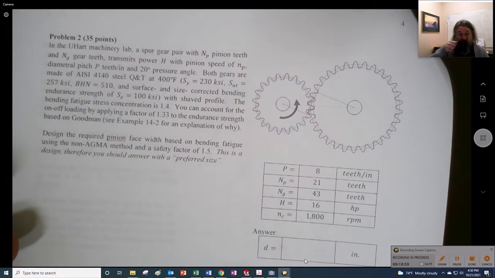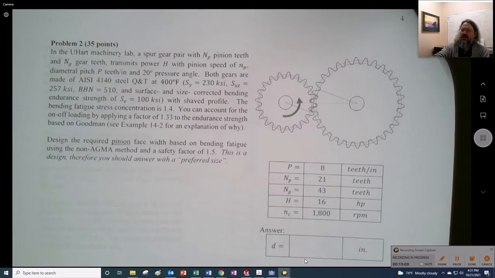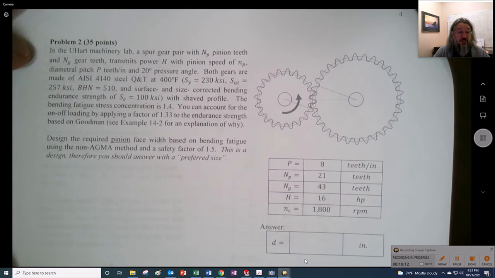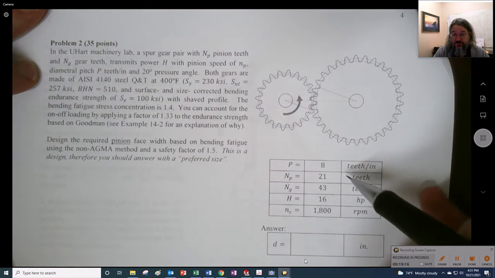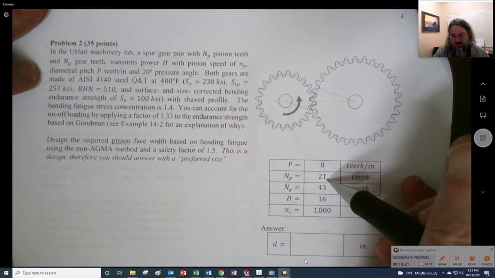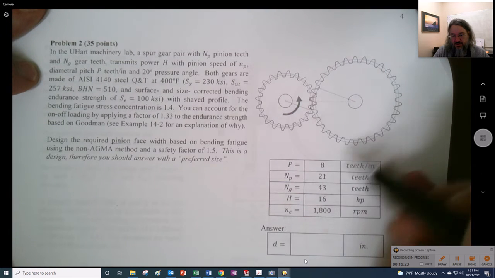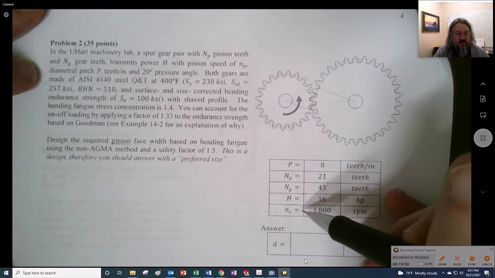All right, so we're going to do the original one. I think this took me 8 minutes. That other one took me 8 minutes without the narration. That's my recollection. All right, so we have the U-Heart Machinery Lab. We have these gears, and we have a pitch of 8, just like the other problem. 21 teeth here, and 43 teeth here, and 16 horsepower.